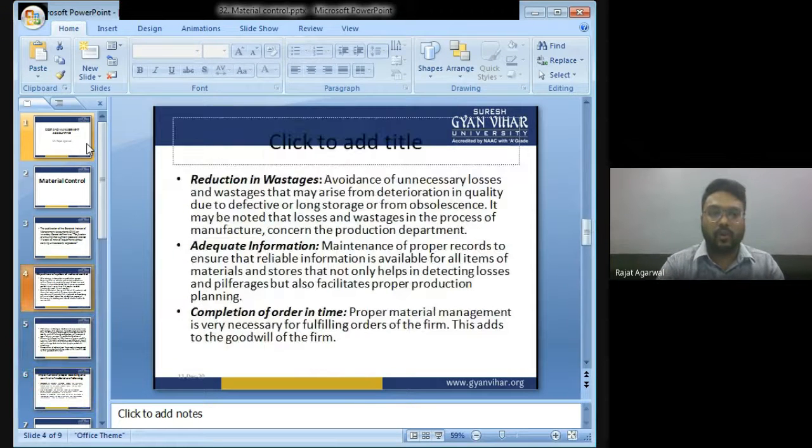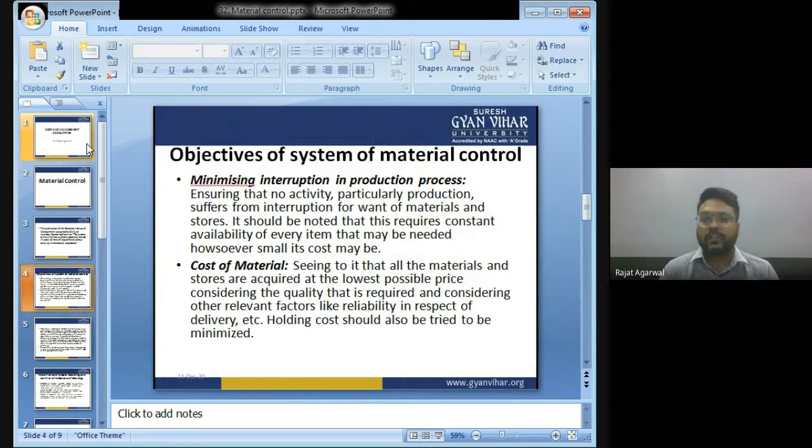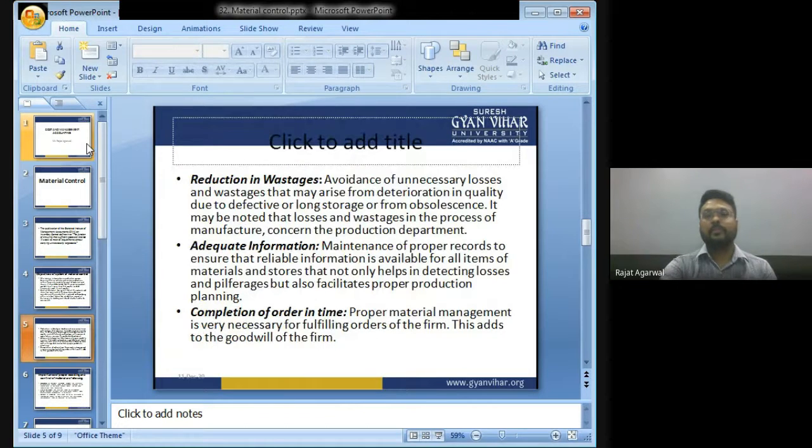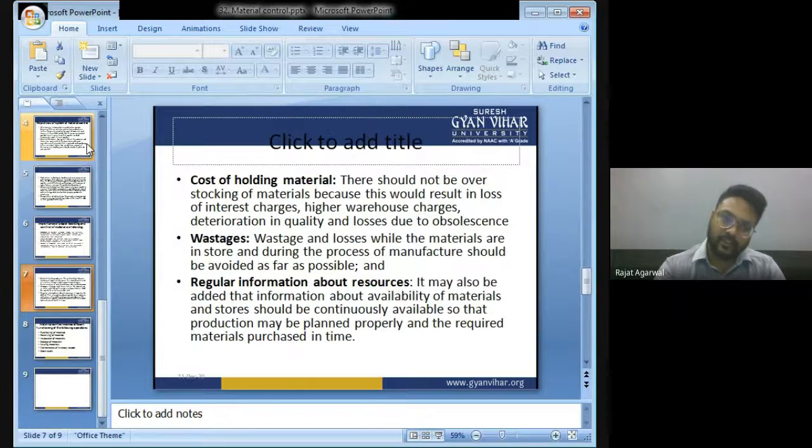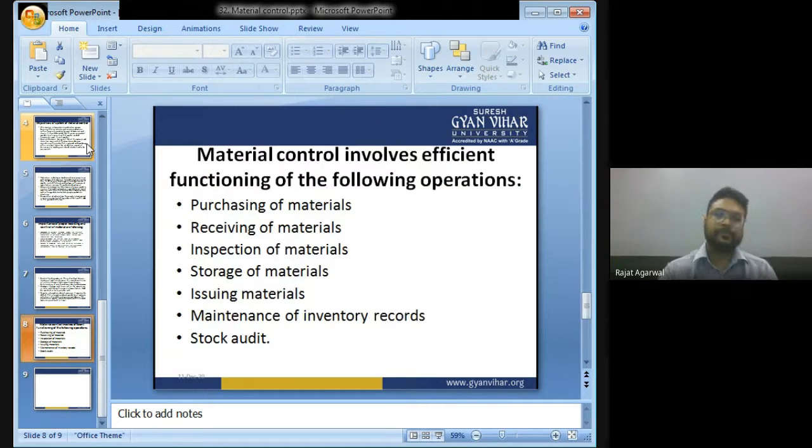In material control, I told you, the objective of material control is minimizing interruption in the production process. Cost of material should be minimum. Reduction in wastage, adequate information it provides. Completion of order in time. Importance of proper recording and control of material cost. Dependency of the quality of finished product. Obviously, the quality of finished product is dependent upon the quality of raw material. Price of the product, continuity in production. Cost of holding material should be low. Wastage should be reduced. Regular information you will get about the material.